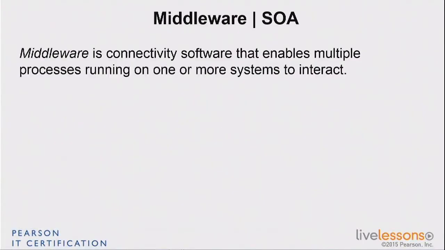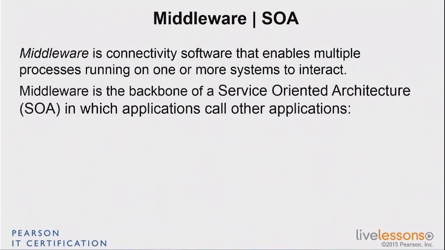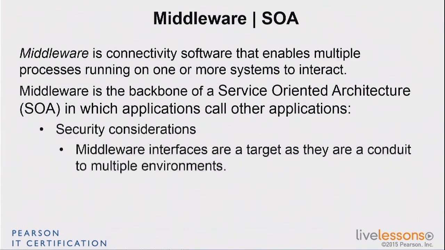Middleware is connectivity software that enables multiple processes running on one or more systems to interact. Middleware is the backbone of what is referred to as a service-oriented architecture, SOA, in which applications call other applications. So we'll often see this on the internet. We'll have multiple applications that could be owned and managed by various companies, but they call each other, they connect to each other. Our security consideration is that middleware interfaces are a target as they're a conduit to multiple environments. So if you can get to the middleware, you can get to all of the points that it's connecting.